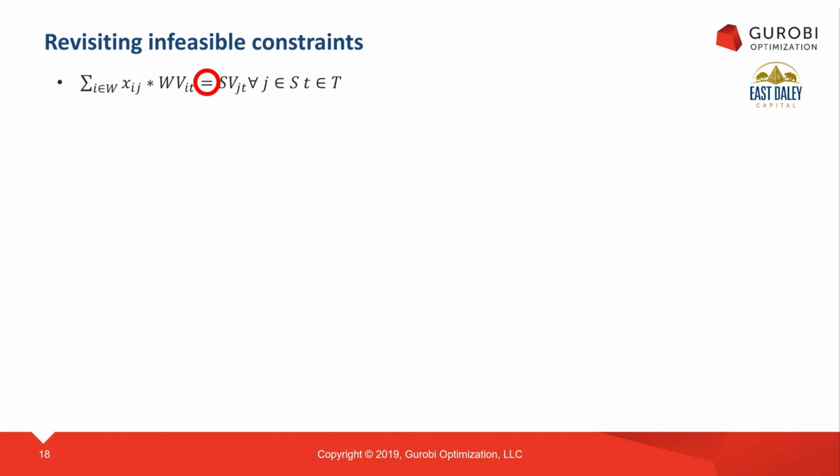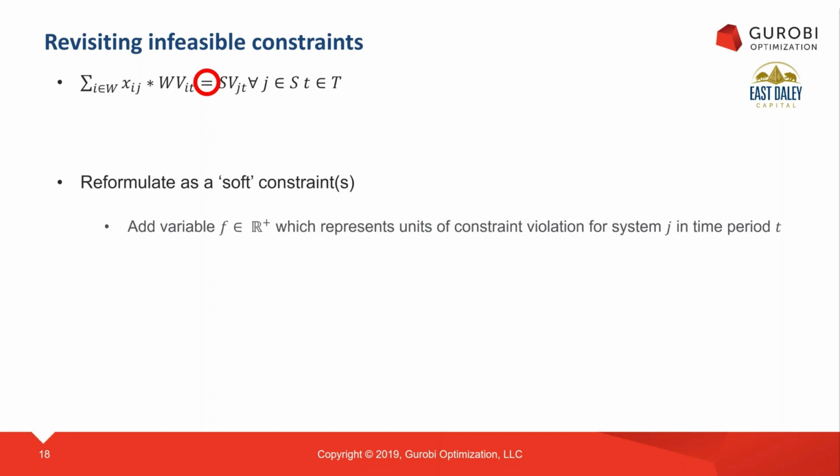Maybe the volumes were misreported at the system level or the well level. What can we do about this? Well, we can reformulate this as a soft constraint. So what we're going to do is add a set of variables f. These are not binary, these are continuous, which represents the units of constraint violation for system J in time period T. We're going to add some constraints to make that behave like we thought it would.